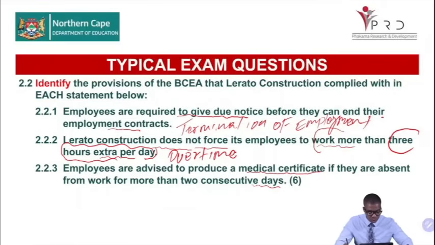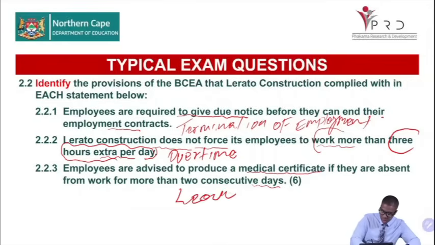Then, employees are advised to produce a medical certificate if they are absent from work for more than 2 consecutive days. So it means the employee here was sick. Therefore, because they were sick, they had to stay away from work. But what is the answer? Because the question is looking for provisions. It is not looking for a certain type of leave. So therefore, the answer is leave.